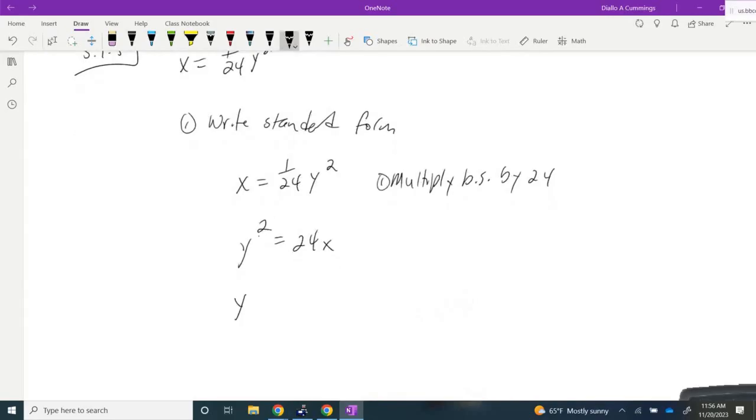And to write this out in standard form, it should be y squared is equal to 4 times some value times x. So 4 times what will give us 24? It's going to be 6. This is our standard form. Y squared is equal to 4 times 6 times x.